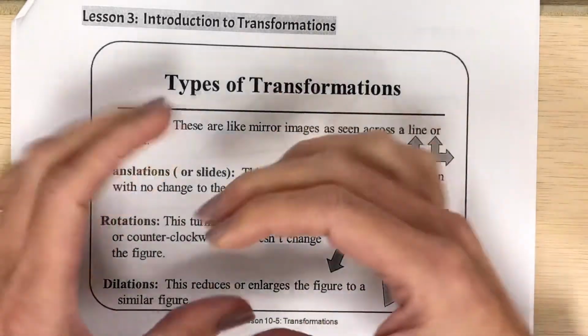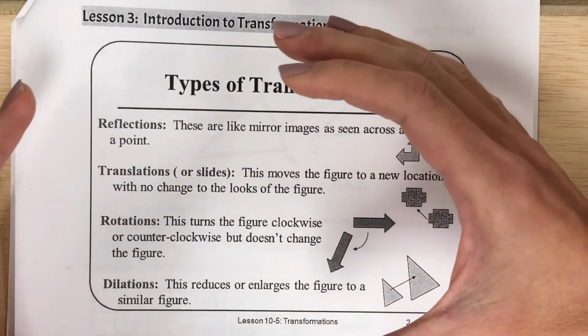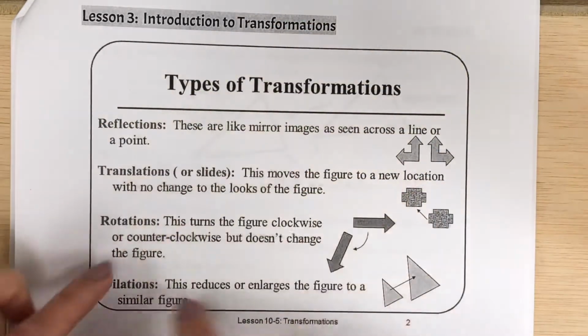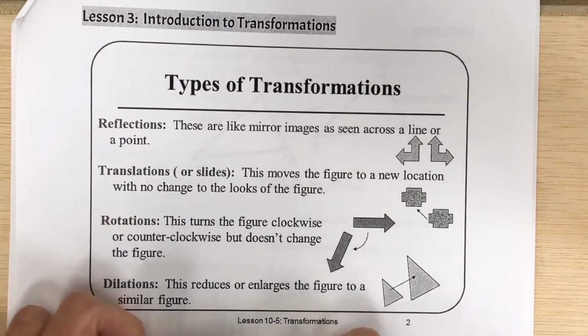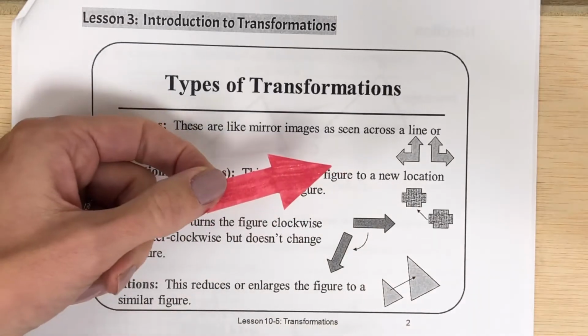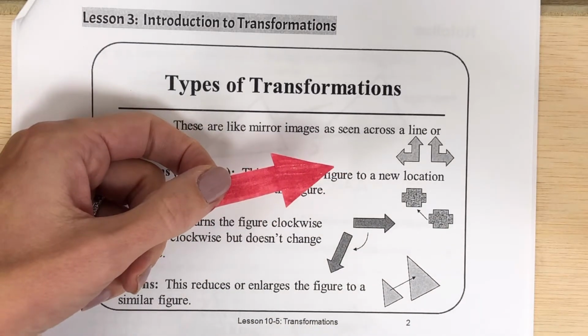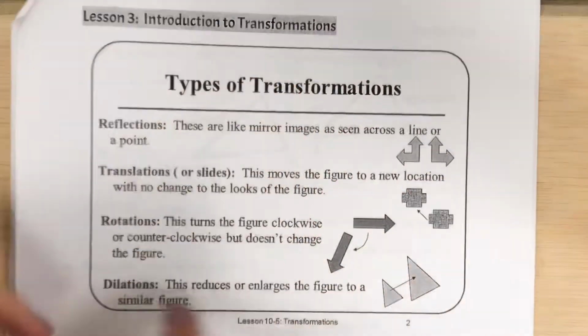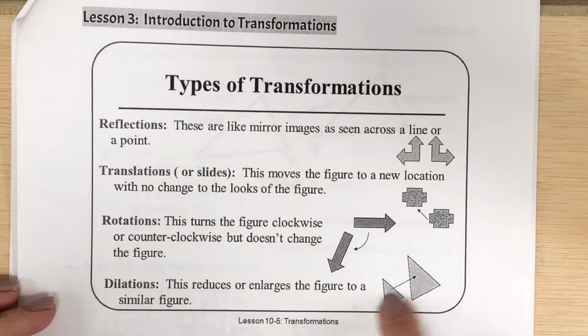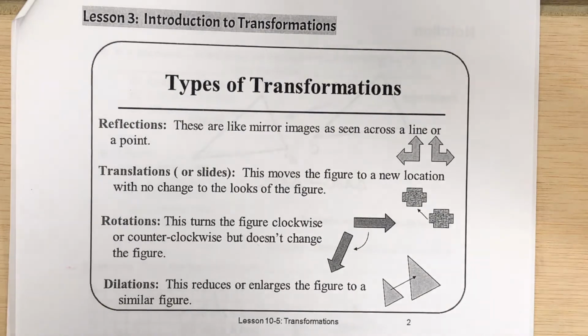And then dilations, we're not going to do a lot with dilations, but a dilation is basically going to make an image bigger or make an image smaller, so dealing with similar figures. Reflections, translations, and rotations do not change the size of your figure. The size remains the same, just where it is might change, but a dilation will actually change the size of your figure.